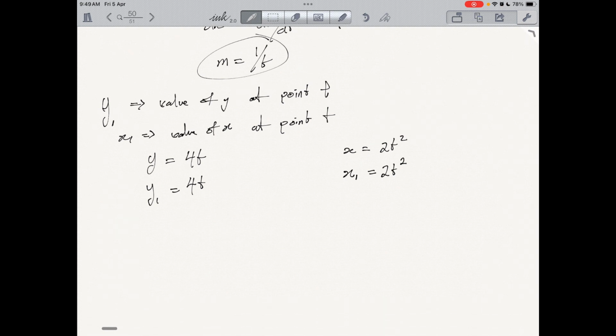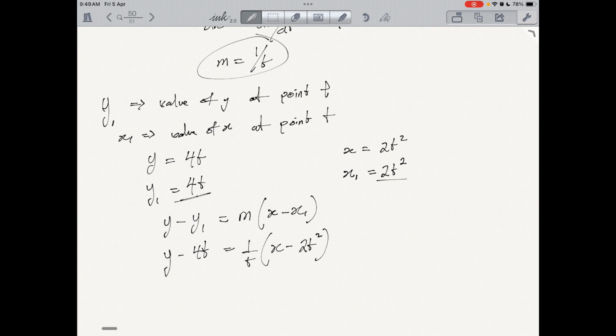Now let's evaluate our equation of tangent. Recall that the equation of tangent is y minus y1 is equal to m into x minus x1. So let's substitute. This will give us y minus 4t is equal to 1 over t into x minus 2t squared. Now we can leave our answer like this. This then becomes the equation of tangent.